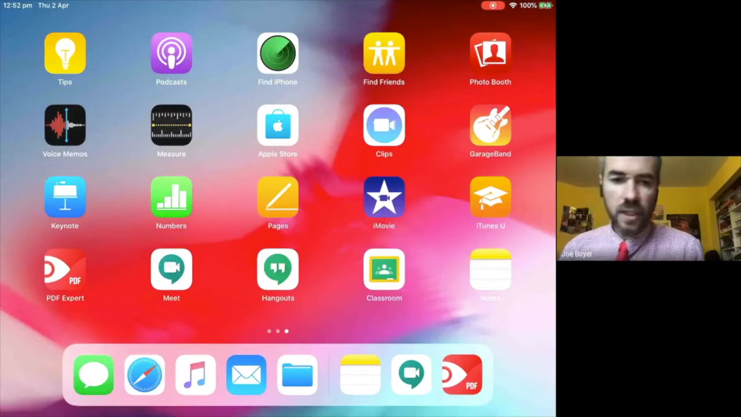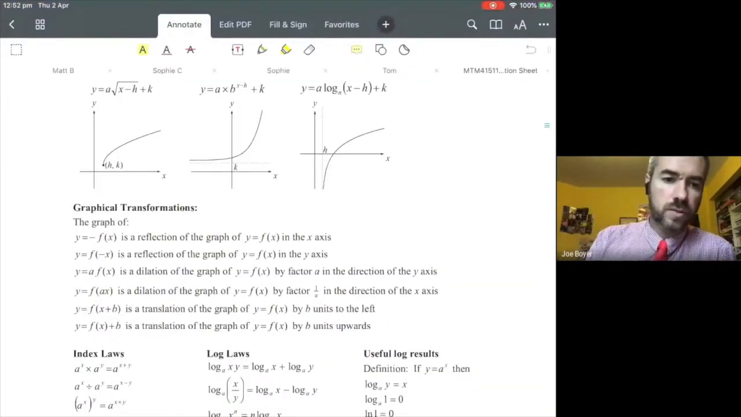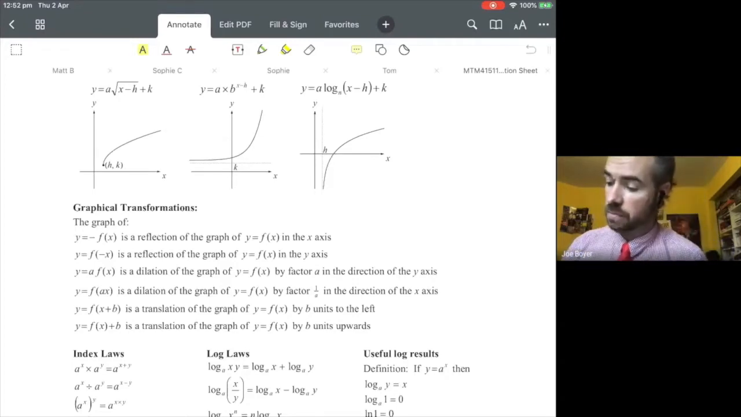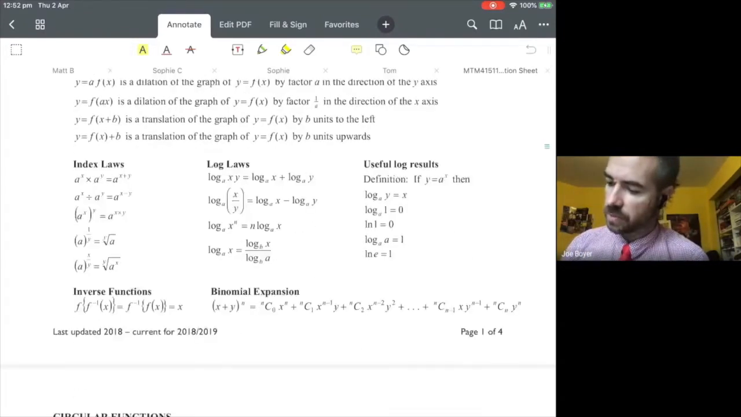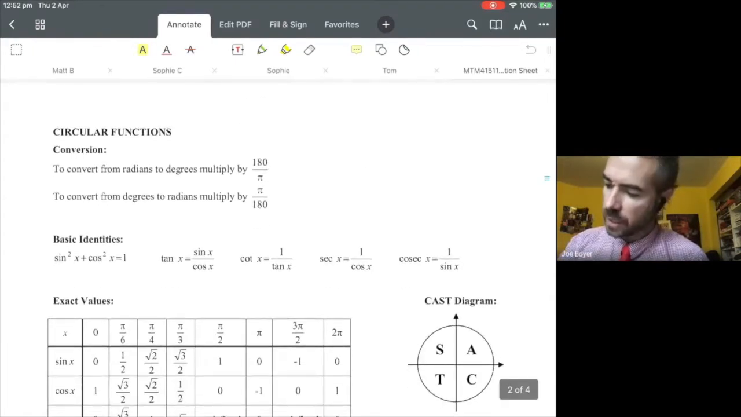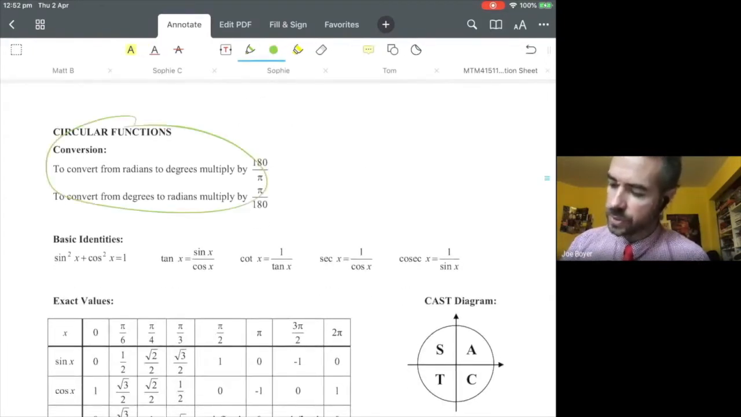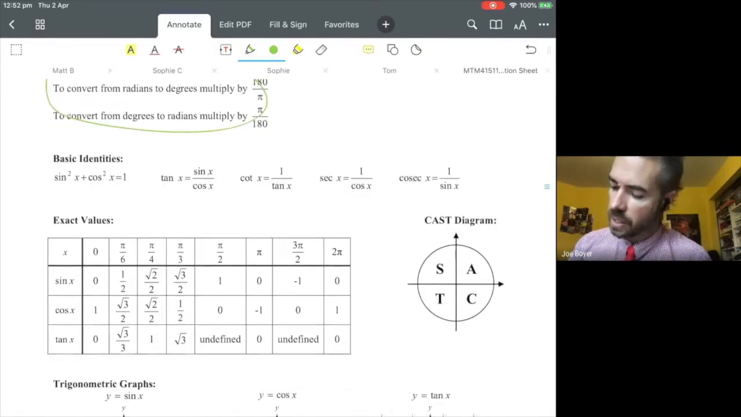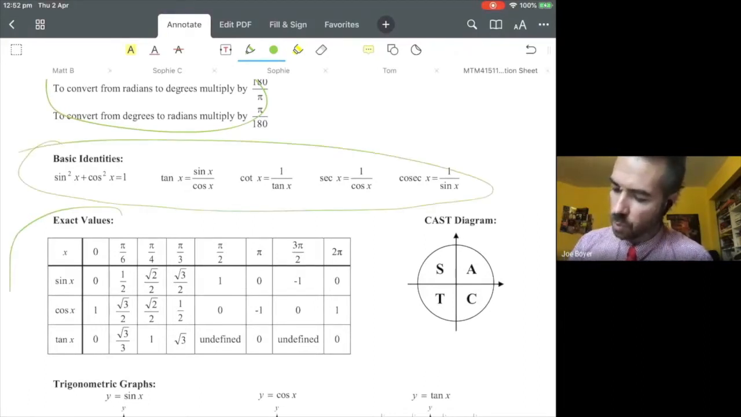Now, hopefully you're seeing the formula sheet. I've got the formula sheet up on my iPad at the moment. And page 2 is our trig stuff. At the top here, we've got how to convert from degrees to radians and radians to degrees. And then we've got some basic identities. We have already talked about the first and the second, and the third, fourth and fifth ones don't really matter. We'll talk about them a bit later.